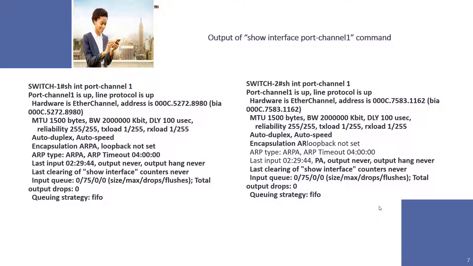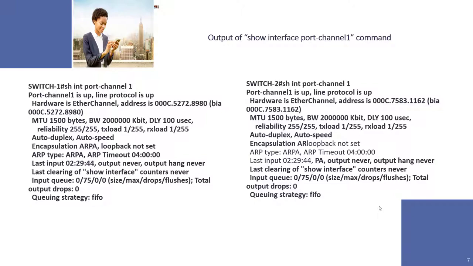Now on the transmission load, you have 1/255, which means there's not a lot of traffic going across. Sometimes you'll be troubleshooting at work and you see a transmission load or receive load of 255/255, which means your interface is maxed out at the amount of speed that it can transmit packets across. Our interfaces are in auto duplex and auto speed, so they negotiate the speed between them, which we already saw above, which is a bandwidth of 2 gigabytes.